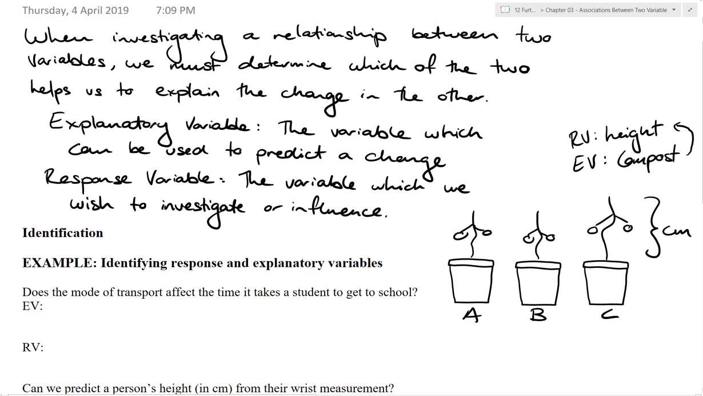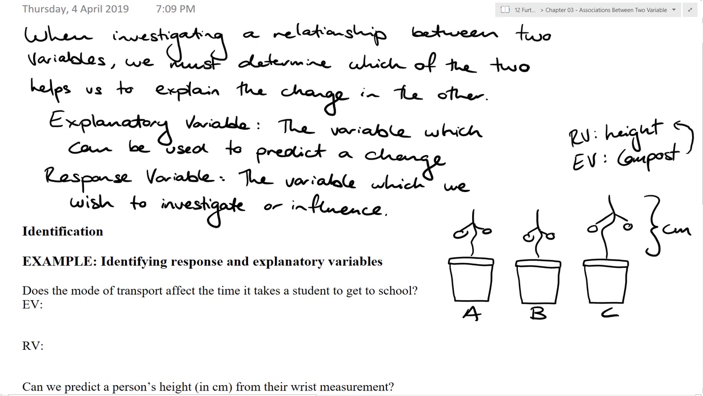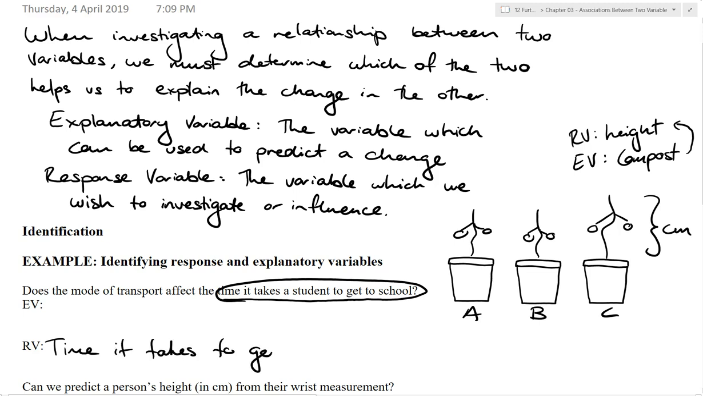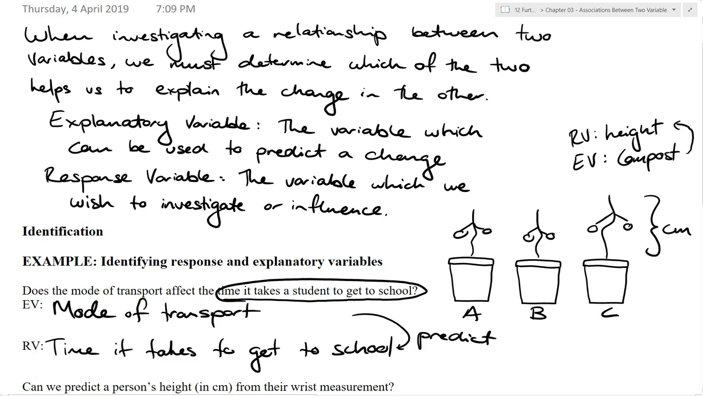I'll do the first example for you, and then I'll let you pause the video for the next ones. Does the mode of transport affect the time it takes to get a student to school? We want to know what influences the time it takes for a student to get to school. That's what we're measuring in the end, which is why it's our response variable. It's what we want to eventually be able to predict. I want to predict how long it takes you to get to school based on what mode of transport you took. Or in other words, can the mode of transport effectively predict the time it takes you to get to school? Usually that relationship is only in one direction. The thing you are trying to predict is the response variable. The thing you are using to explain that change is the explanatory variable.